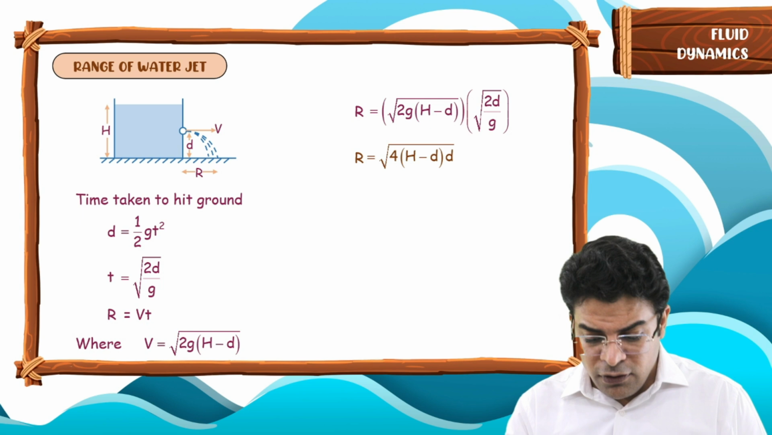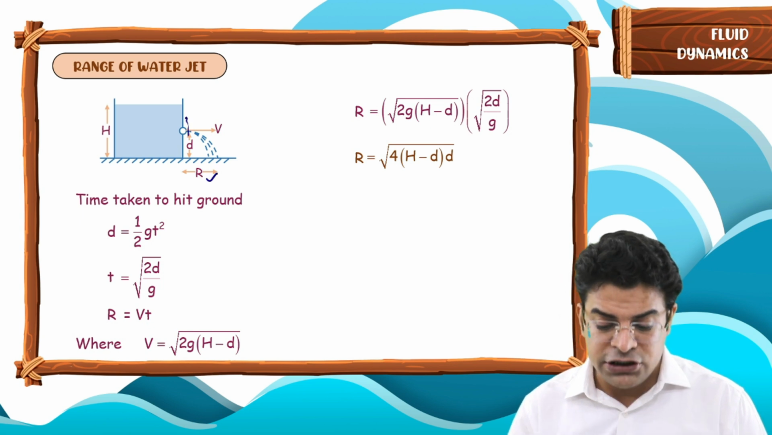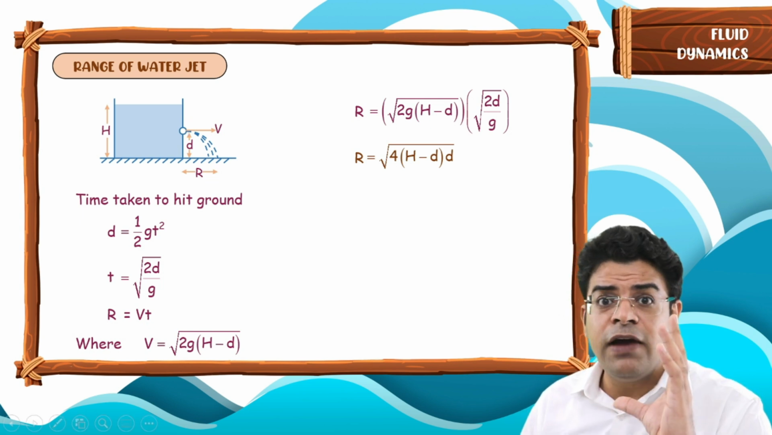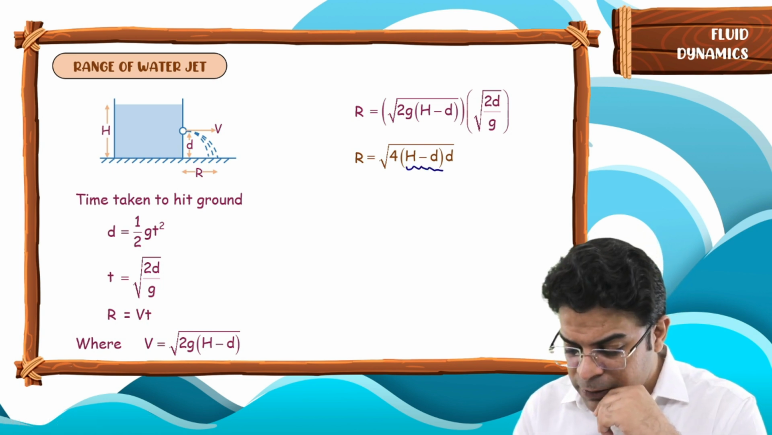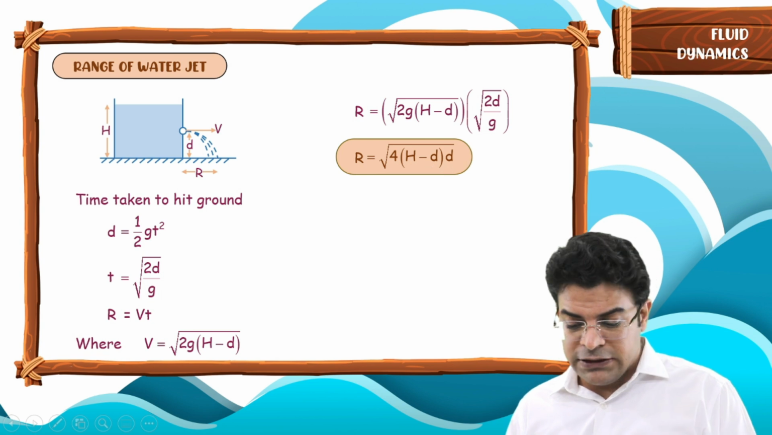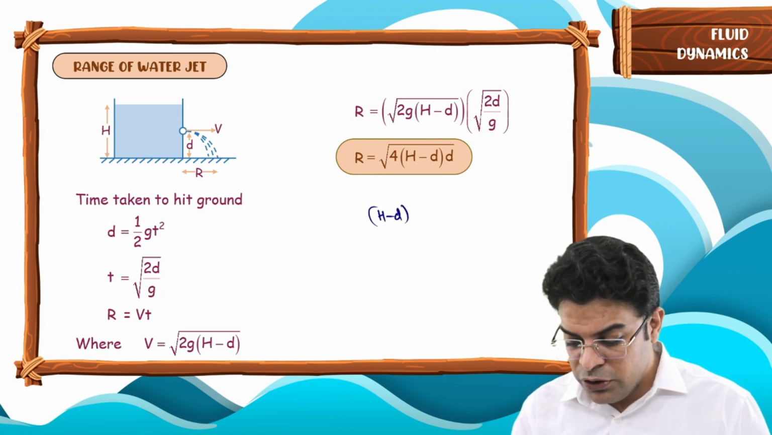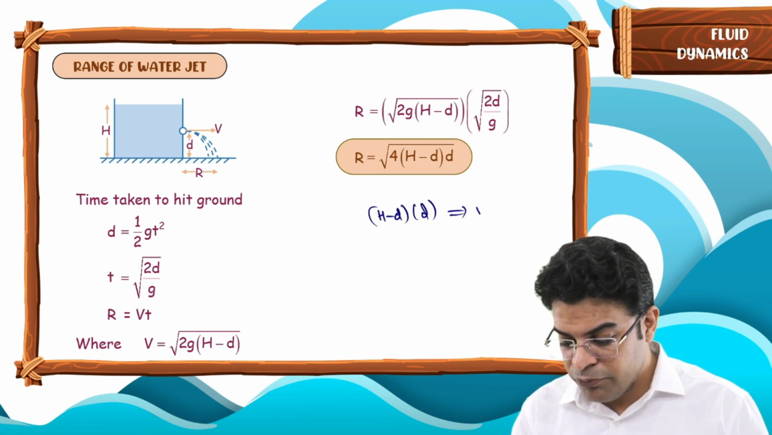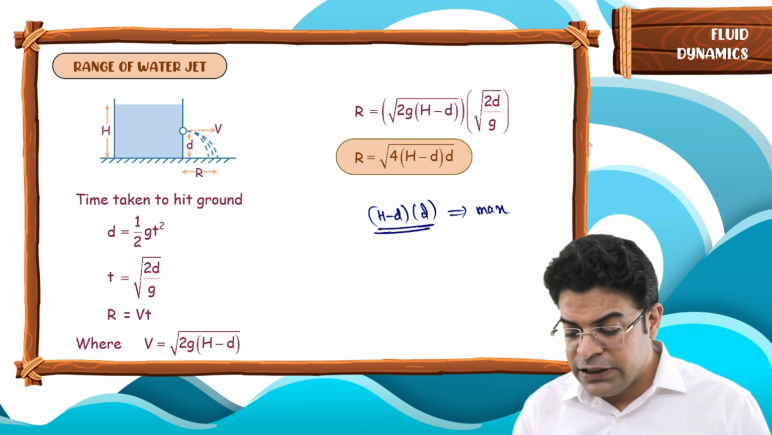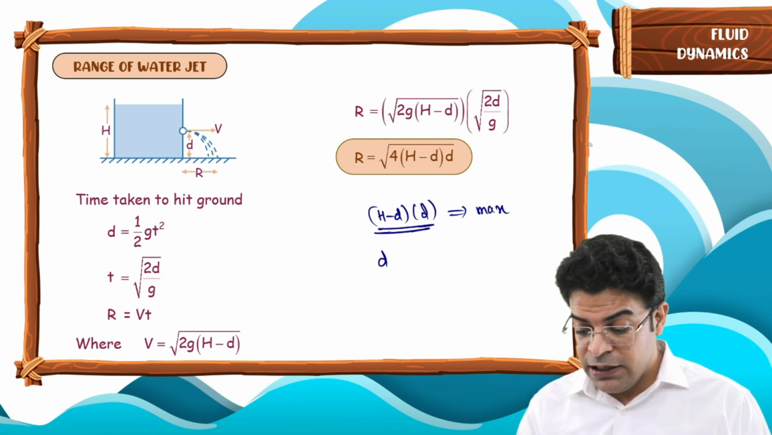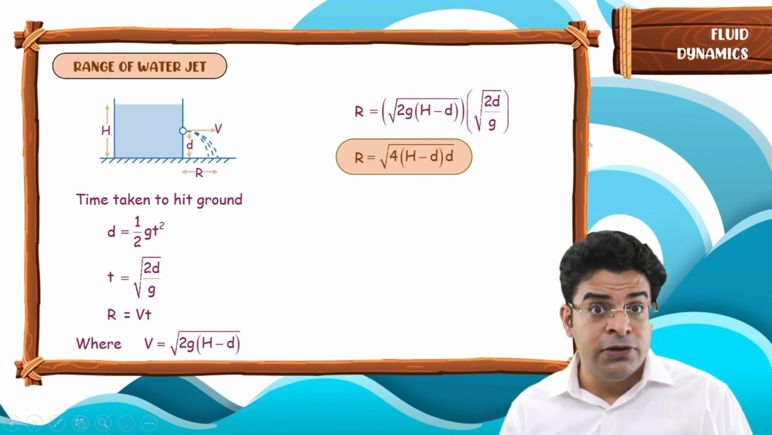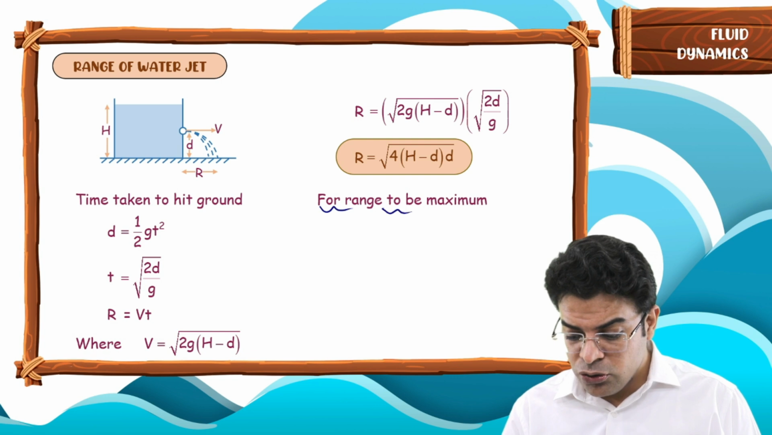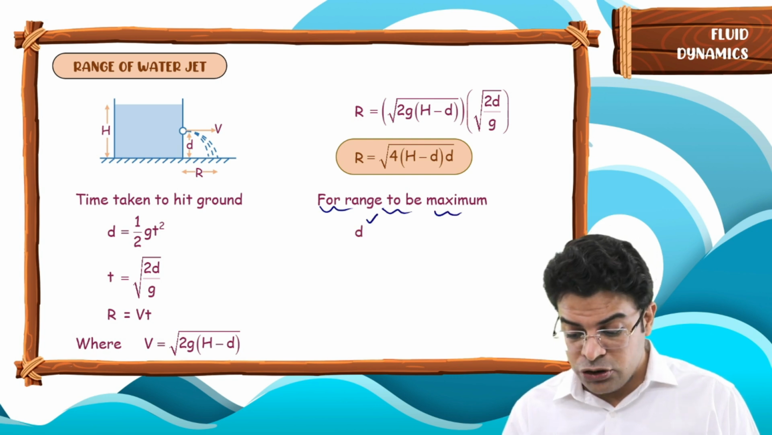Now, as the value of d changes, so does the range. Question is, for which value of d is the range maximum? For the range to be maximum, (h minus d) into d should be maximum. And (h minus d) into d is maximum when d equals h by 2. So you need to remember this data. For the range to be maximum, d has to be equal to h by 2.